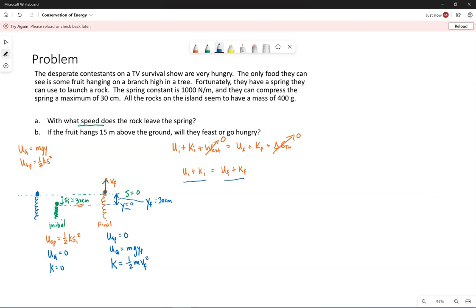So our conservation of energy equation simplified down to be just potential plus kinetic. Initial, so all of this initial stuff, which is essentially just 1/2 k s initial squared. Initially, at that moment in time, all of the energy is because of the compression of the spring. Our final moment in time, some of the energy is in gravitational potential energy because of how gravity is acting on this rock. And some of the energy is kinetic.